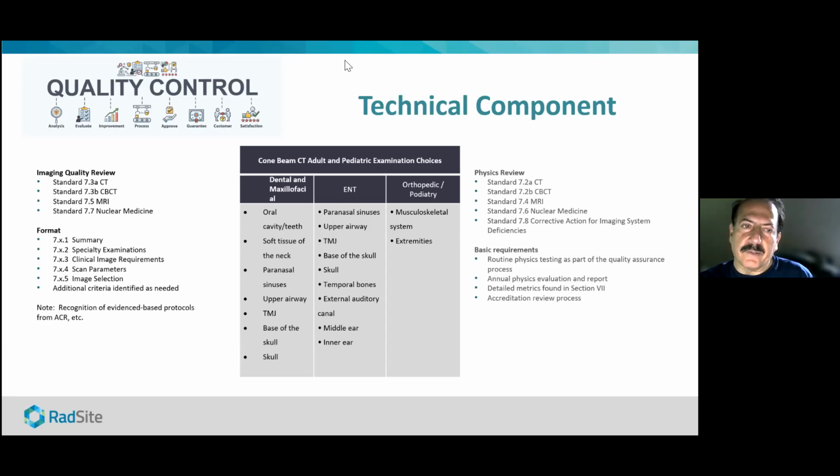So really there's the physics perspective, but there's also the clinical perspective, which I think feeds into what we were talking about, continuing education and continuing feedback. And so those are all really important. So that clinical review is also an integral part of the accreditation process.